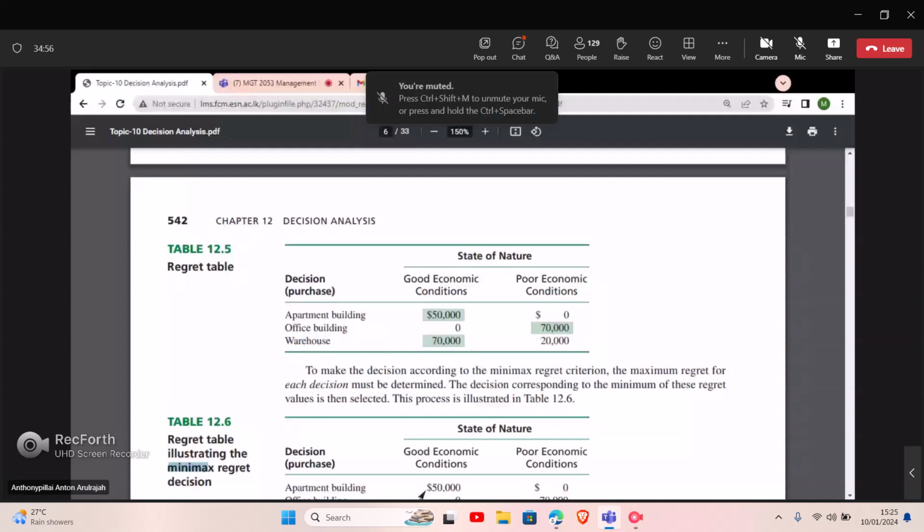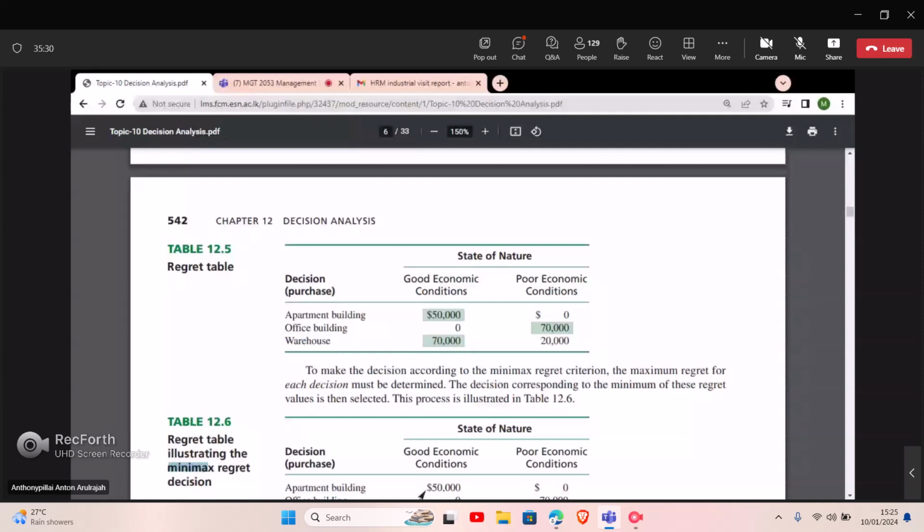In good economic conditions, the maximum one is 100,000. From that 1 lakh, we subtract for the apartment building 50,000, office building 100,000, and warehouse 30,000. So 100,000 minus 50,000 is 50,000. 100,000 minus 100,000 is 0. 100,000 minus 30,000 is 70,000. So simply, out of the maximum value, subtract it for the good economic condition.